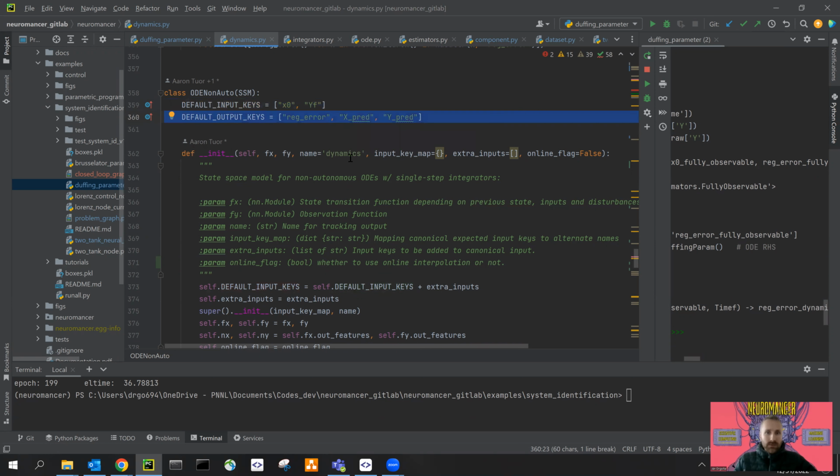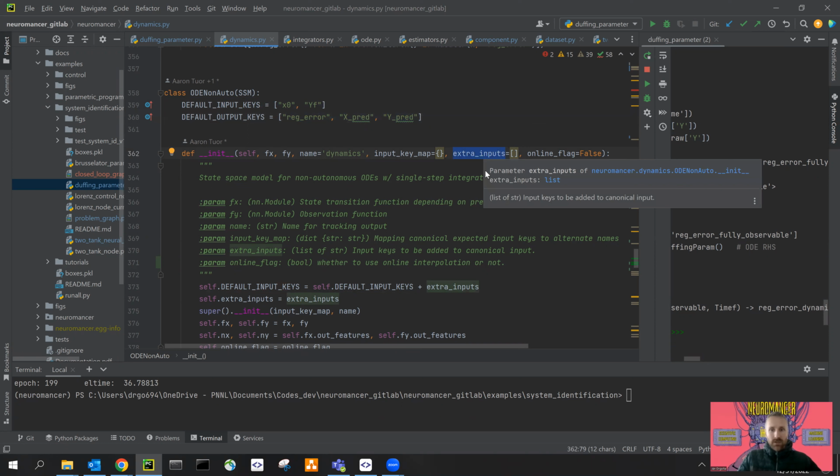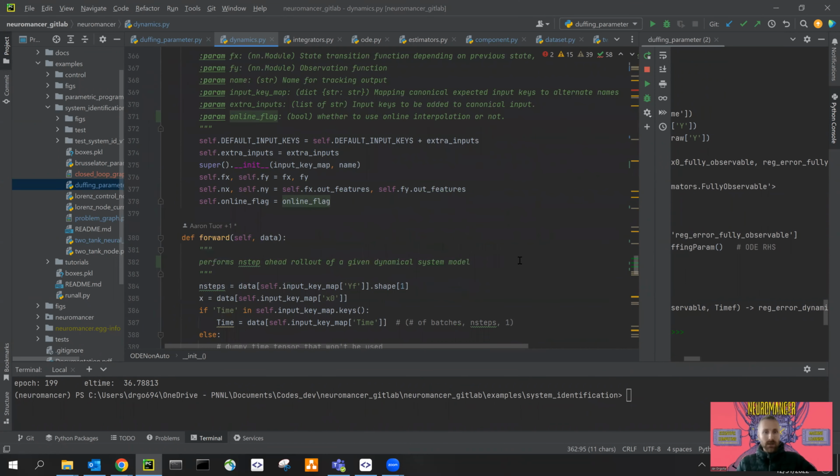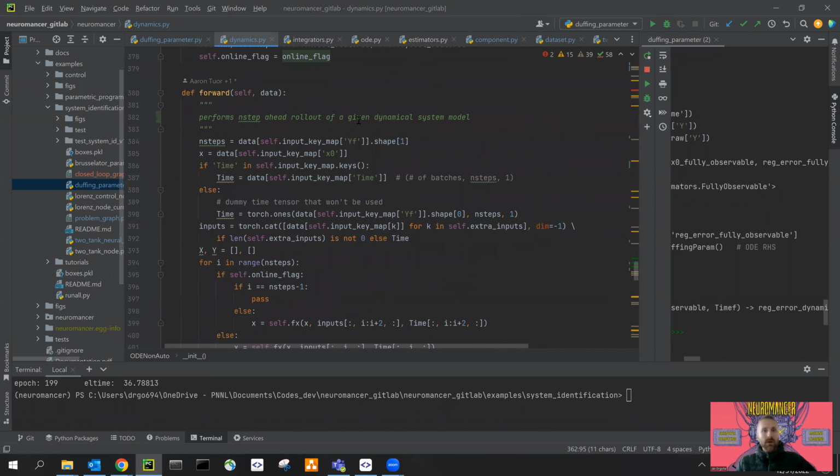And you have some default output keys that are latent space, output space, and regularization error. As I said before, you can use some extra input keys if you are dealing with a non-autonomous system that has disturbances, control actions, or explicit time. You can provide different variable names for each of them. The online flag is whether you use online interpolation or not during the inference, and the forward pass essentially performs the n-step ahead rollout of a given dynamic system.